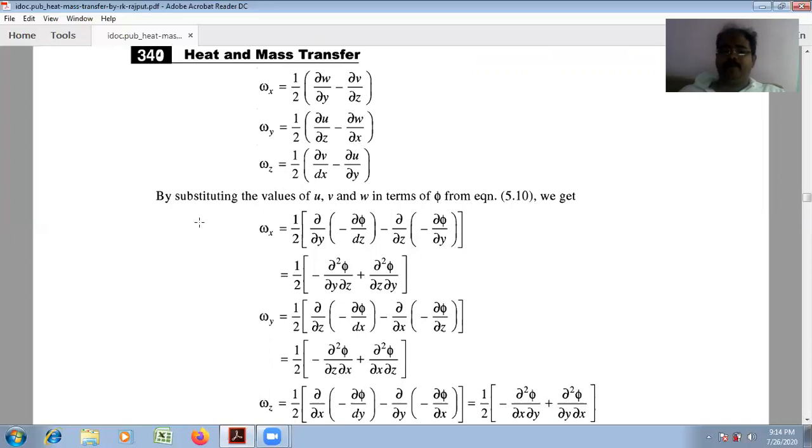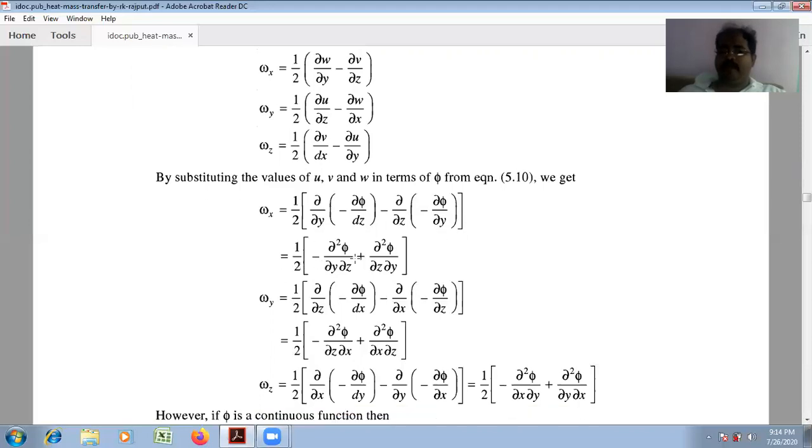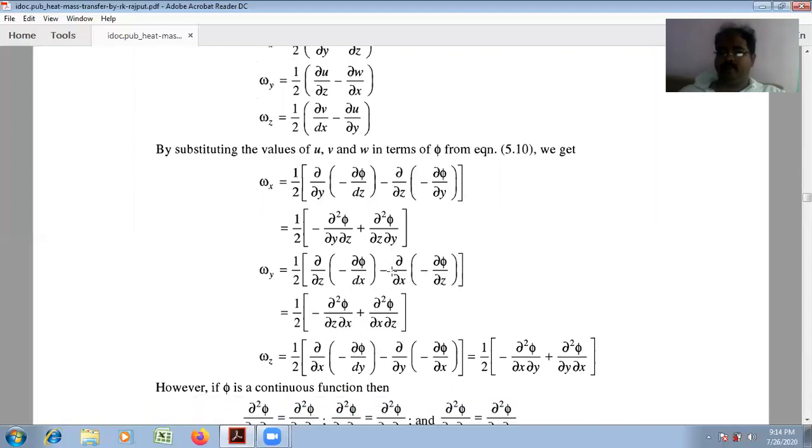When we substitute the values of u, v, and w from equation 5.10 into the rotation equation, we get omega x is equal to 1 by 2 of del upon del y of minus del phi upon del z minus del upon del z of minus del phi upon del y, which is equal to 1 by 2 of minus del square phi upon del y del z plus del square phi upon del z del y.